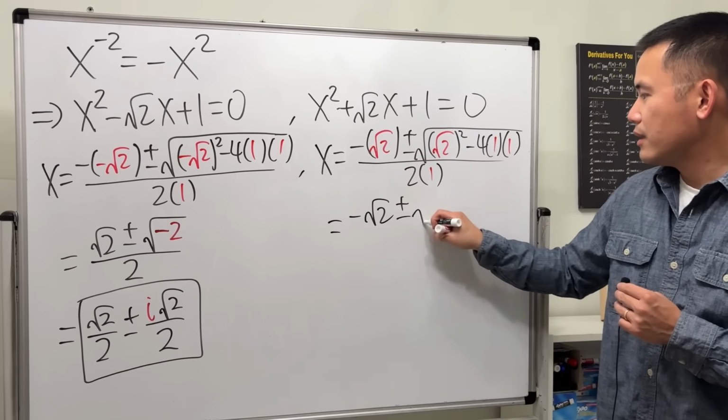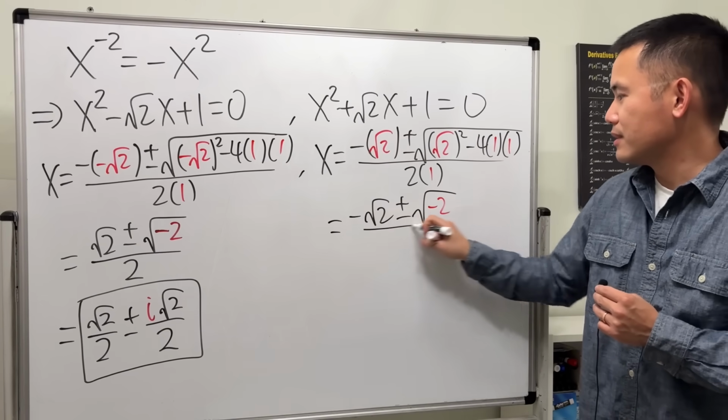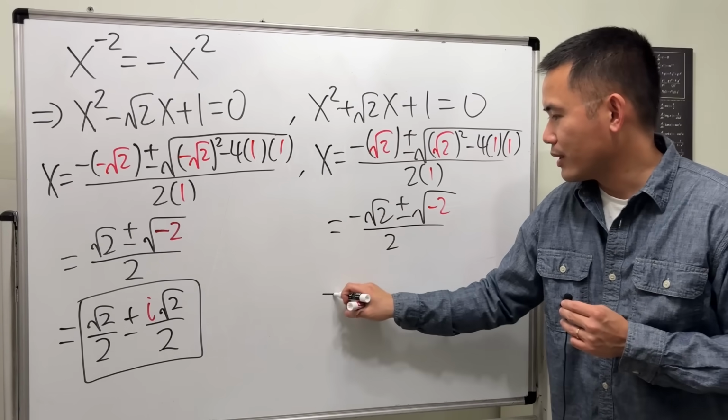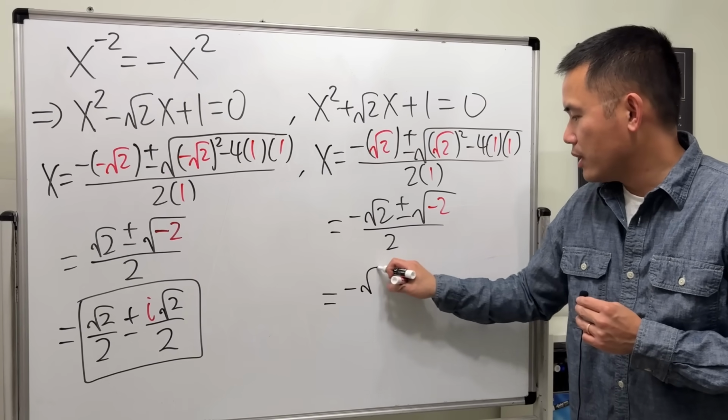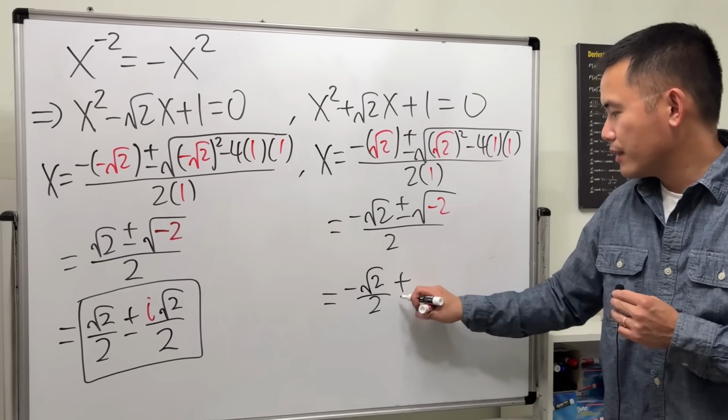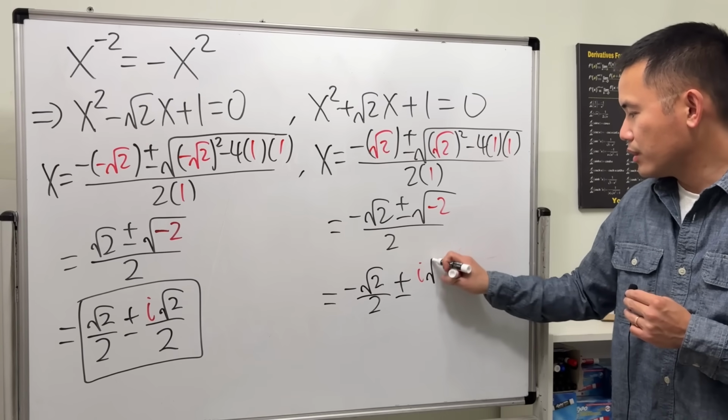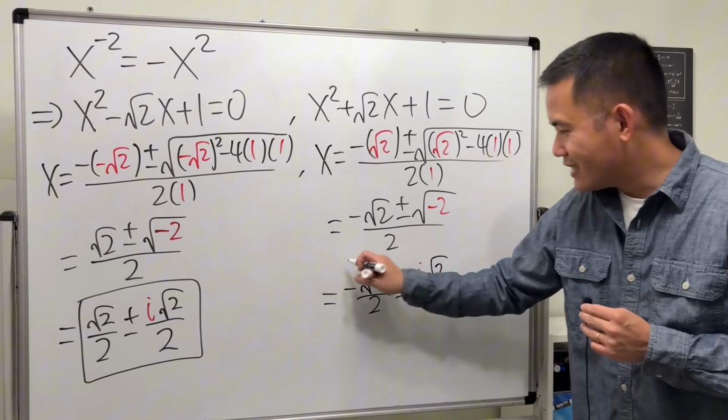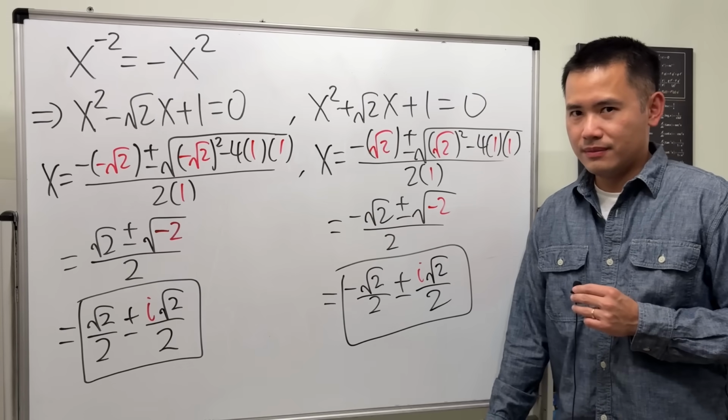And then I'm just writing down all the rest of the steps. Yeah, and then we'll write it down. Negative square root of 2 over 2, plus or minus i square root of 2 over 2. There you have it. We have our four answers.